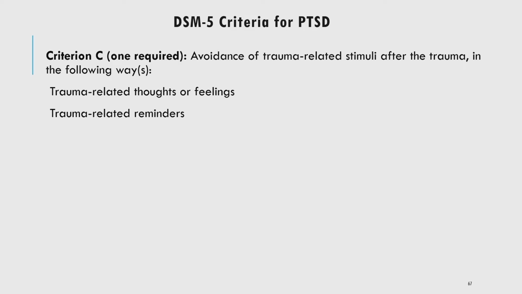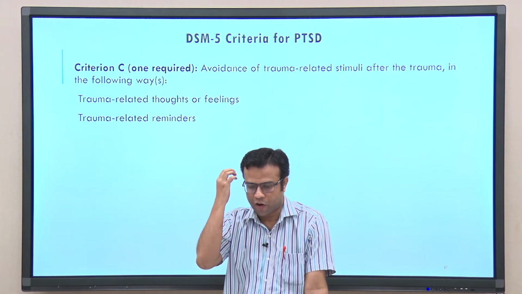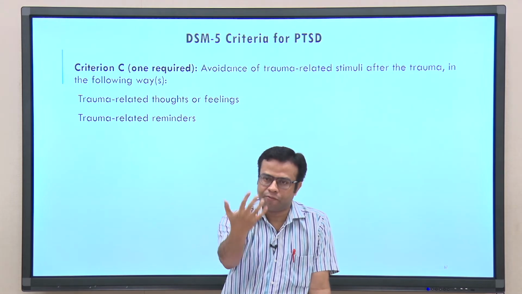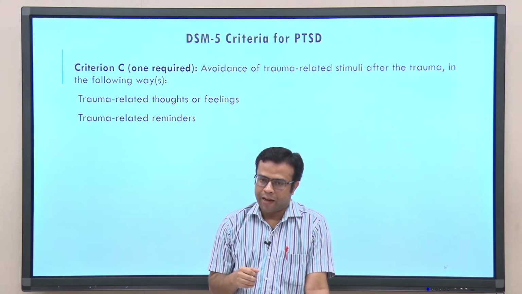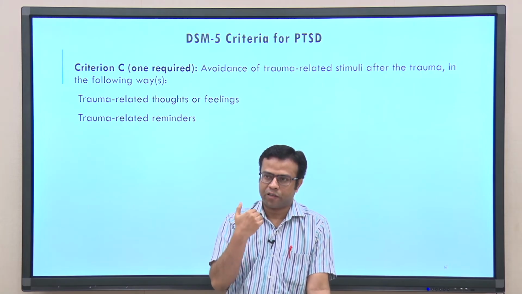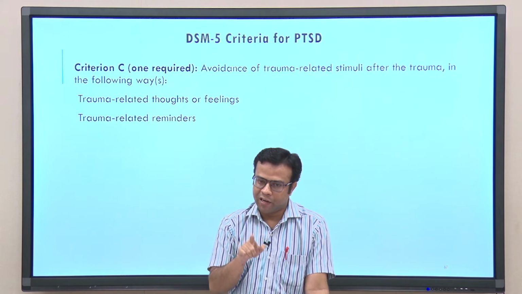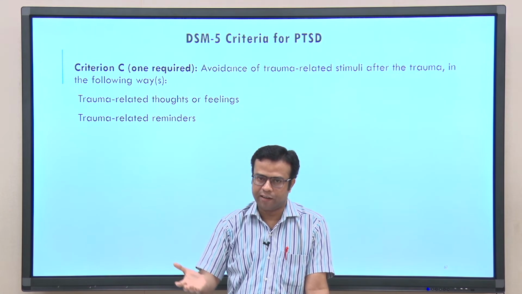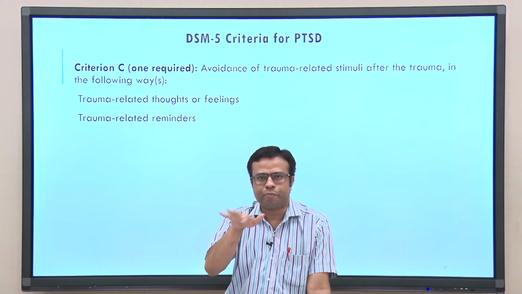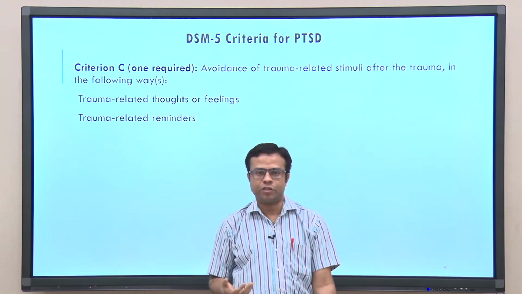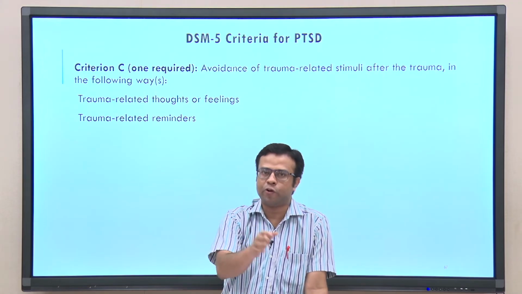Criterion C says avoidance of trauma related stimuli after the trauma, in the following ways, at least one is required. Trauma related thoughts or feelings, you try to avoid them. Trauma related reminders, you try to avoid them. Now, here is one important thing to understand. On the one hand, the person is trying to avoid, consciously or unconsciously, any reminder that comes to mind or any stimuli from the environment associated with the traumatic event. And on the other hand, there is constant re-experiencing. So, the person is automatically re-experiencing those symptoms. This is a kind of vicious circle. The more you try to avoid something, especially at the mental level, the more it comes to your mind. This is a paradoxical thing. It is called thought suppression in psychology, and much research shows that the more you try to suppress your thought, the more it actually comes to your mind.